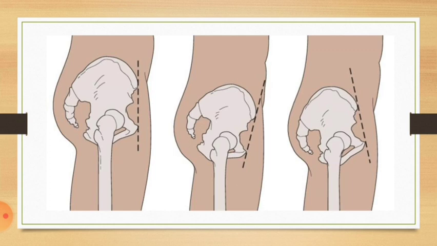First picture shows normal. The second picture shows anterior pelvic tilt, and third picture shows posterior pelvic tilt. Anterior pelvic tilt describes as the position of pelvis when anterior superior iliac spine are positioned anterior to pubis, and posterior pelvic tilt is defined as position of pelvis when anterior superior iliac spine are positioned posterior to the pubis.